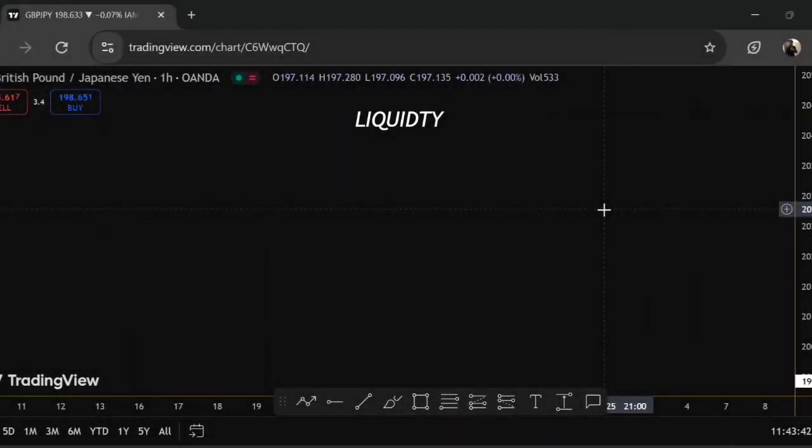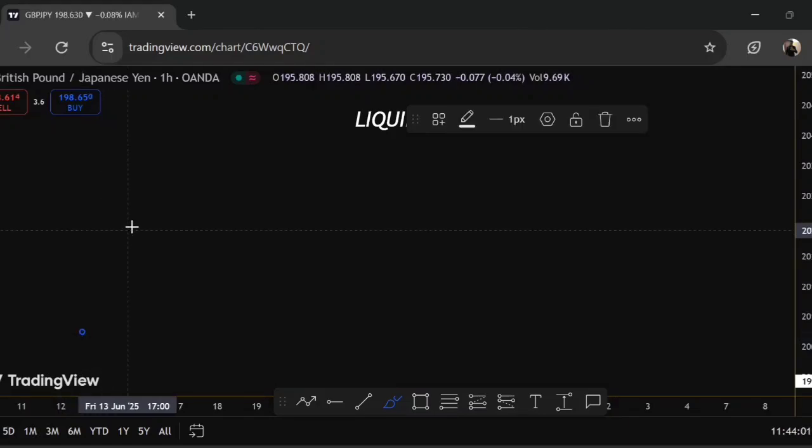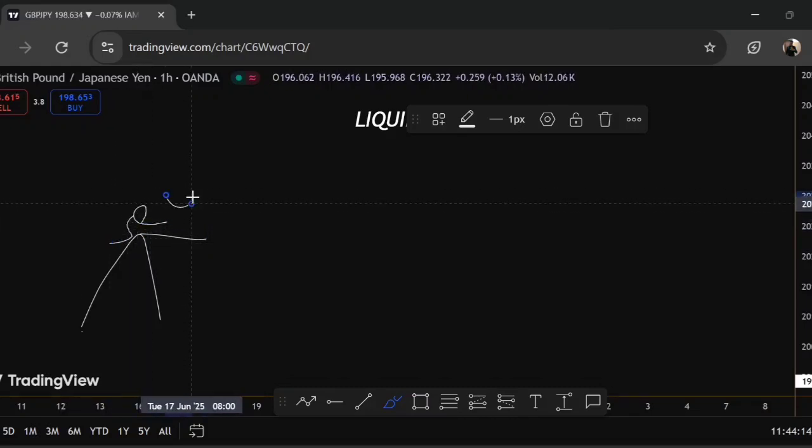So what's up guys, now in this second module we'll be talking about liquidity. For the basic part of liquidity, consider liquidity to be like a fuel in the market. The most basic knowledge about liquidity is when price creates a high, and at this high, sellers got involved.